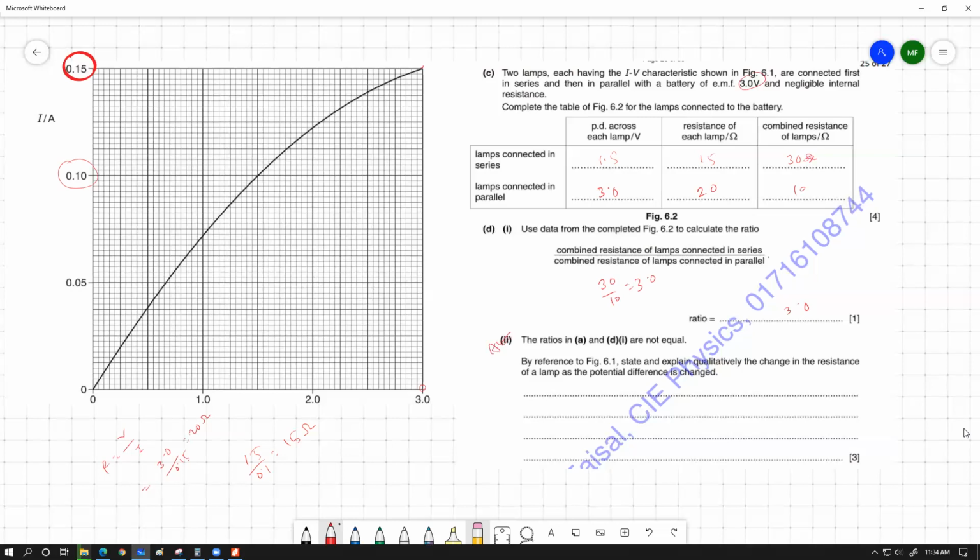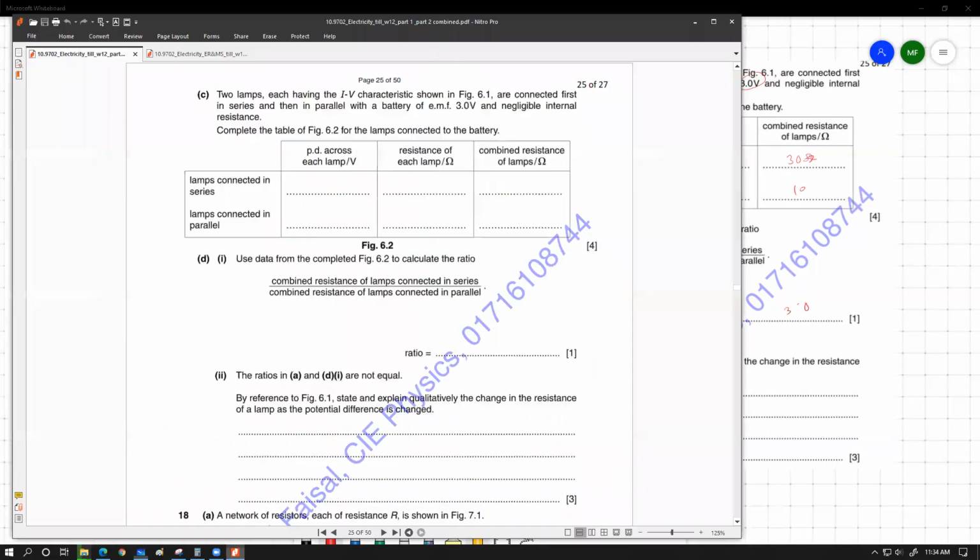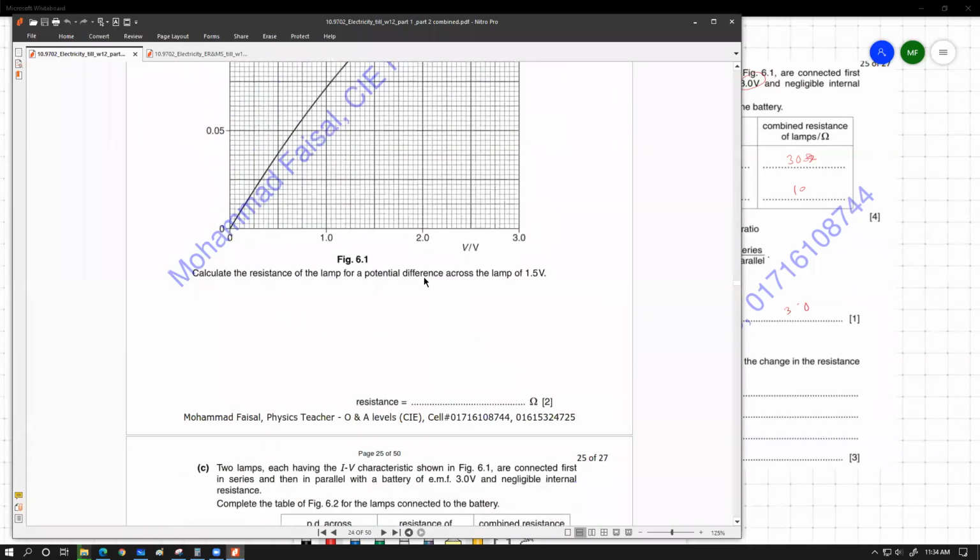This is the important question in my head. You can star mark this question for future revision. It says the ratios in A and D1 are not equal. By reference to figure 6.1, which is this one, state and explain qualitatively the change in resistance of a lamp as the potential difference is changed.